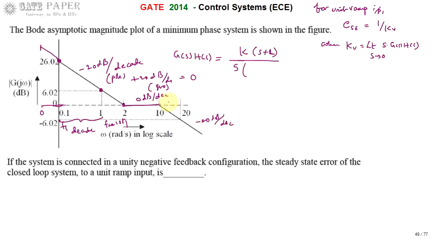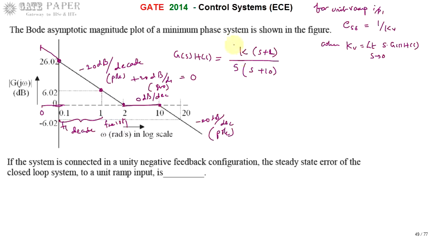So when it changes again, it is going to be implementing a pole. So there is a pole present at 10, and you can write it as S plus 10. So the transfer function is G(s)H(s) equals K times (s plus 2) divided by s times (s plus 10). You need to obtain the K value, and then you can get the Kv value. Afterwards you can get the ESS.